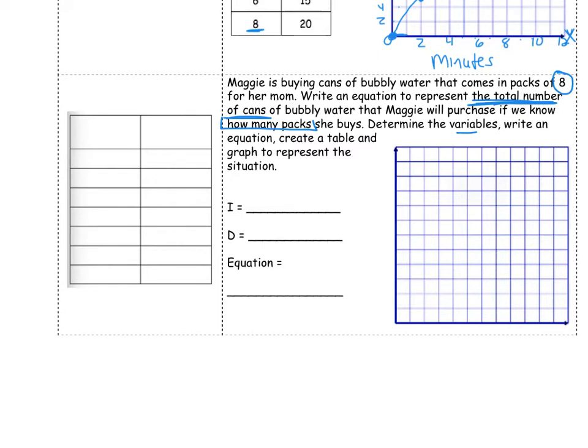So we know that the total number of cans we can figure out by taking, if there's 8 per pack and she buys P number of packs. We could have used X and Y. We can use T. How many packs? Okay, so this is how we figure it out. So my equation would be T equals 8 times P. So total number of cans, how we figure that out is 8 times the number of packs.